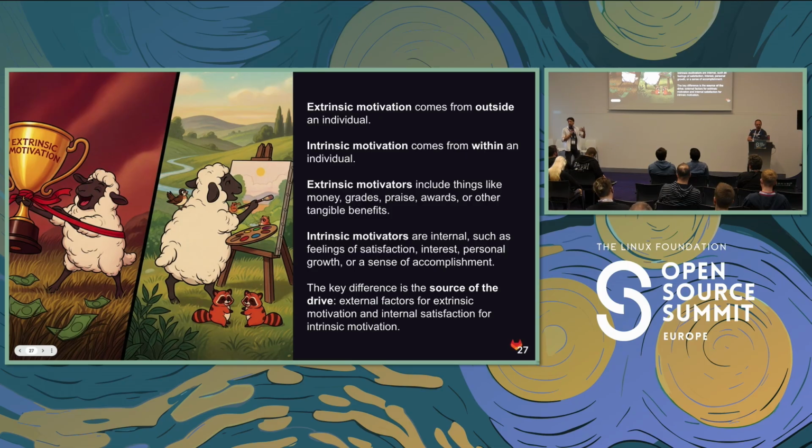A student might contribute because they need a certain certification. Other people, like me, were dumpster diving, and I actually contributed because I loved it. I was more intrinsically motivated. You will see in the next part that as a project, you need to cater to both human properties to attract as many contributors as you can.